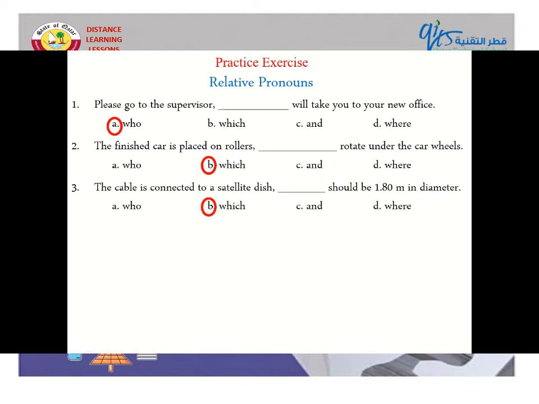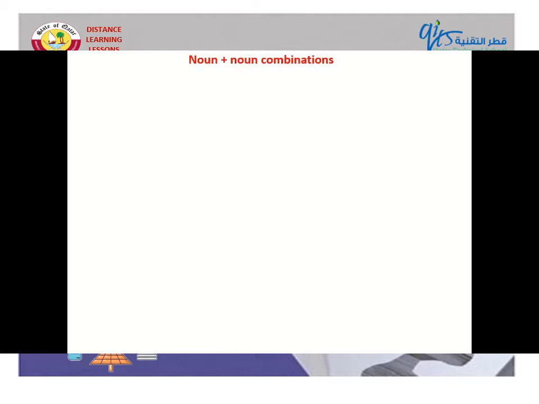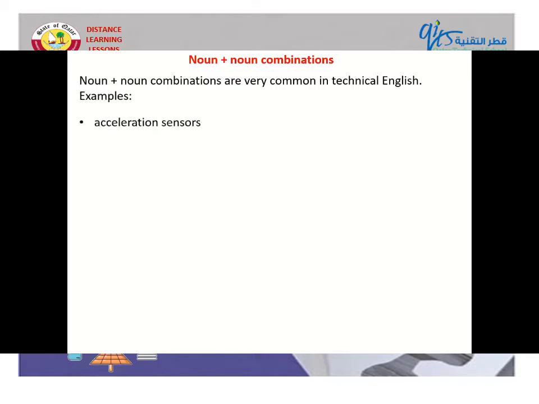Now, let's go to noun plus noun combination. Noun plus noun combination is a compound noun that is formed by combining two or more nouns. Noun plus noun combinations are very common in technical English. For example, acceleration sensors. Here we have a combination of two nouns, acceleration and sensors. We can expand this combination to get the meaning.